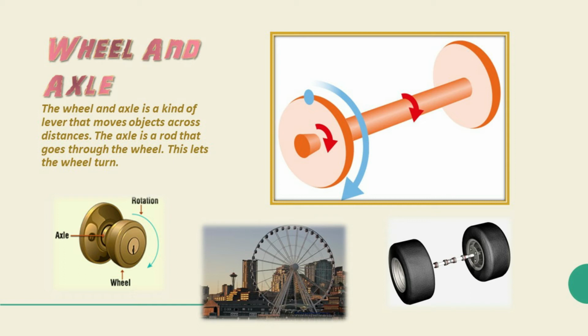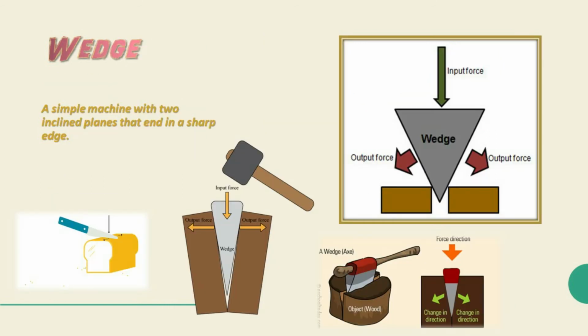Students, in a doorknob, the knob, meaning the wheel, requires less force to turn the central shaft, meaning the axle. Similarly, in a Ferris wheel, when the axle turns, it results in the giant wheel turning, as the wheel is much larger than the axle and covers more distance and area.